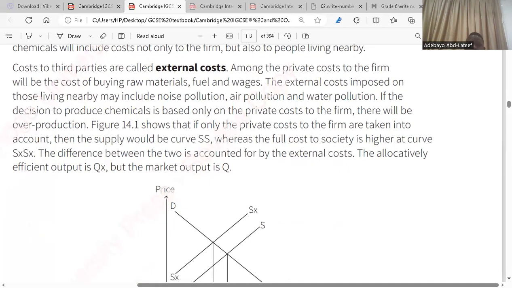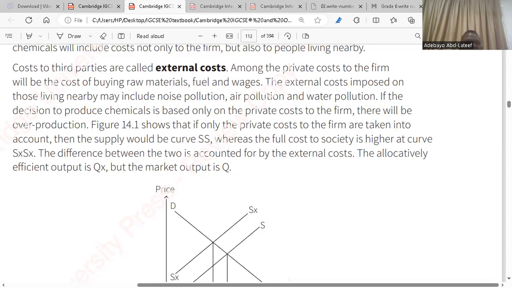So they said, if the decision to produce chemicals is based only on the private cost to the firm, there will be overproduction. So if all the decisions are based on what we do, we'll produce more because we don't think about others that are affected. We are emitting carbon because the more we emit carbon, the more output we have. Yes or no? So if the decision about emitting carbon is solely on us, we will do more. Right? To get the point here.